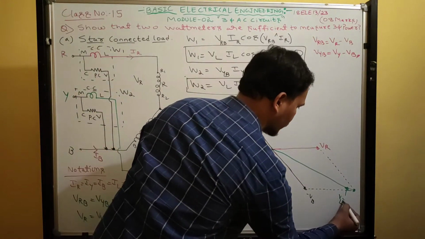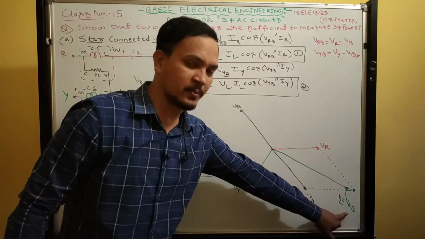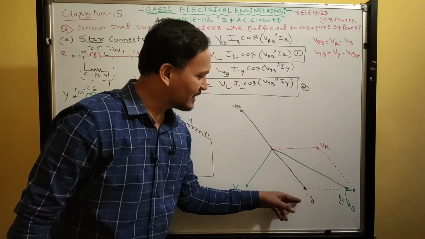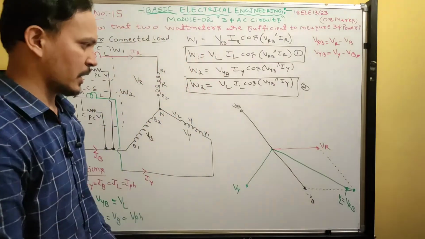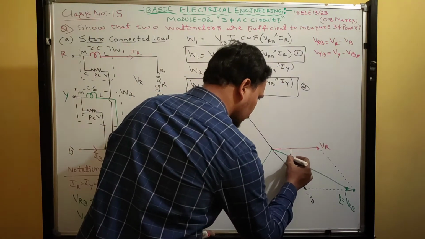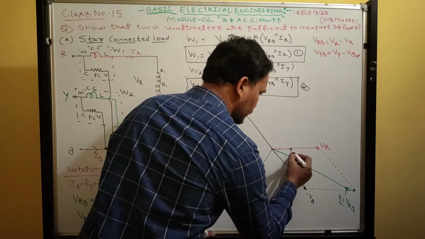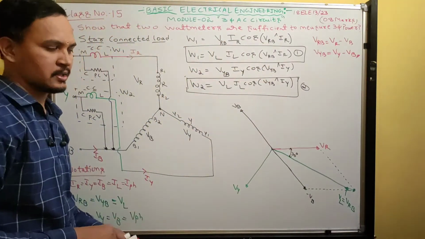What is that line voltage? VRB. What is VRB? VR minus VB. VR minus VB is VRB. Got it? So now, what is the angle between these two quantities? 30 degrees. The overall angle will be 30 degrees between those two quantities.